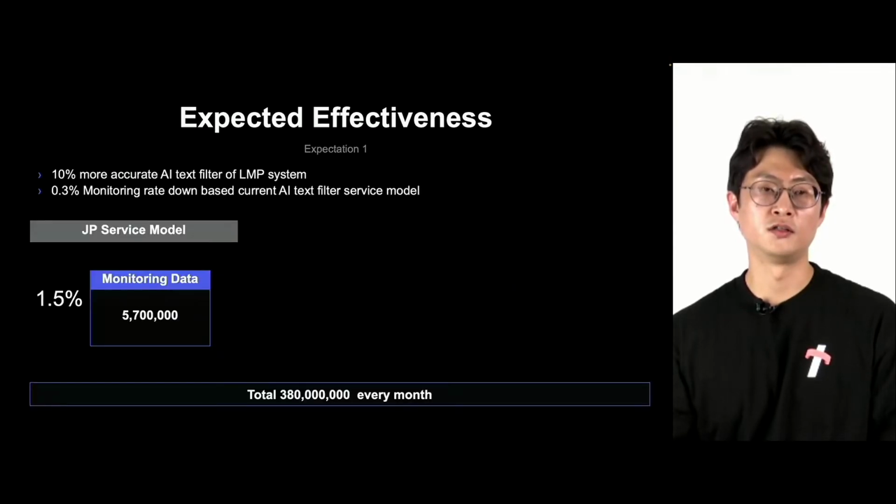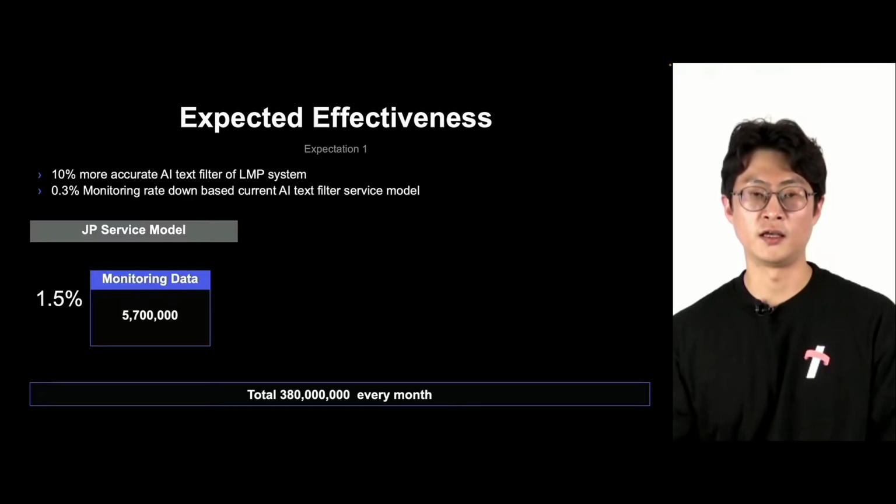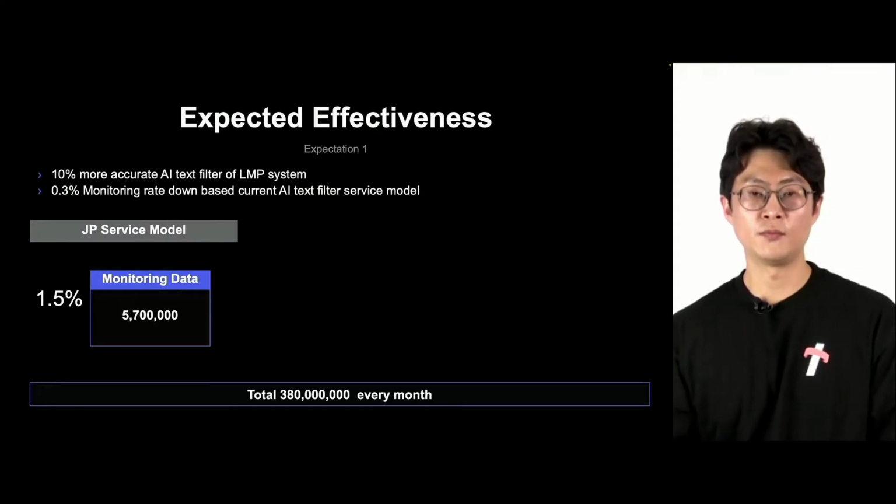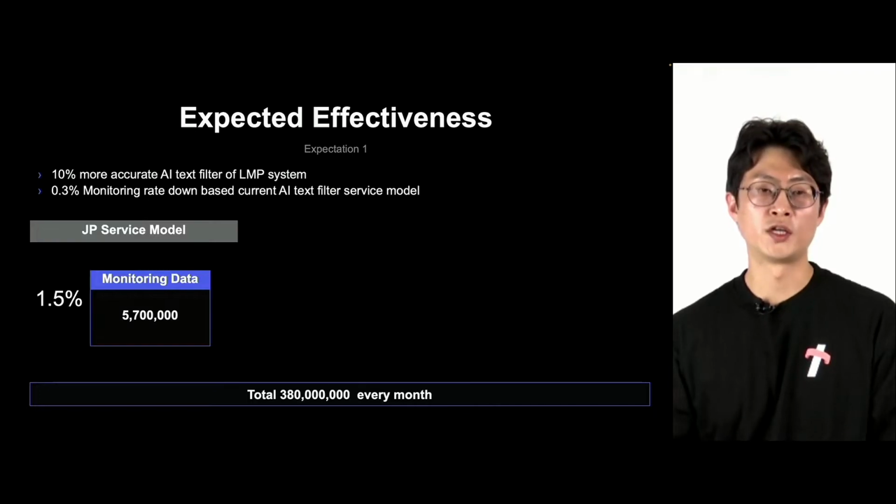And as for the expected benefits on the service side, the AI text filter model had better performance, so if we apply that to the monitoring system, we can have better performance. If there's a 10% higher performance compared to the previous AI text filter, the monitoring ratio falls by 0.3%. There are about 380 million data coming in every month. The previous model had a monitoring ratio of 1.5%.